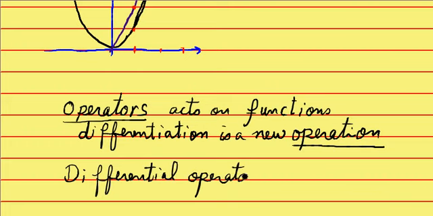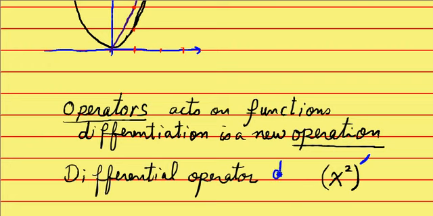For example, when you have this function x squared, you want to put a prime on top of it. That is it. That prime itself is a differential operator. The new Leibniz notation. So here's my differential operator. Here it is. Let me write it in blue color. This blue color is my differential operator.